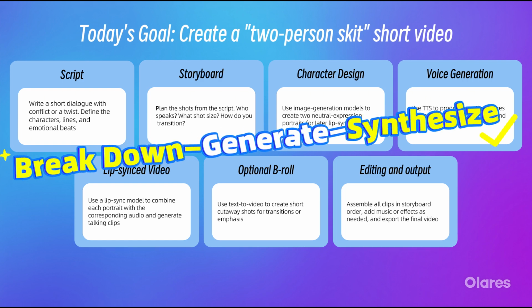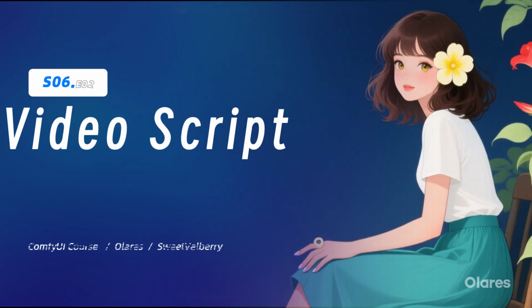This pipeline applies to monologues, ensemble scenes, or narration-driven shorts. The core remains the same. First the text layer, script and lines, then the visual layer, characters, scenes, shots, then the audio layer, voice and sound, and finally synthesize and edit everything together.